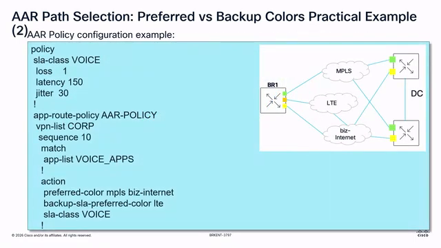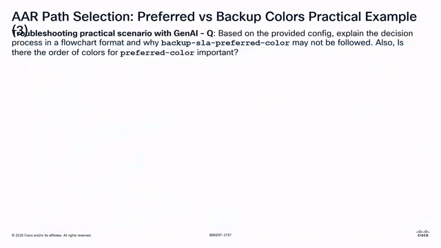I decided to implement a policy. A simple policy which says that if there is something wrong with voice traffic, I want to have a preferred color of MPLS, then the internet, and then maybe I have to send it via the LTE. Practical scenario. What I did, I asked generative AI, right? I just asked it, based on the provided configuration, can you explain the decision process in a flowchart format and why the backup SLA preferred color may not be followed? And also, is it important if the internet is before the MPLS or MPLS is before the internet in the list? So this is what I got.